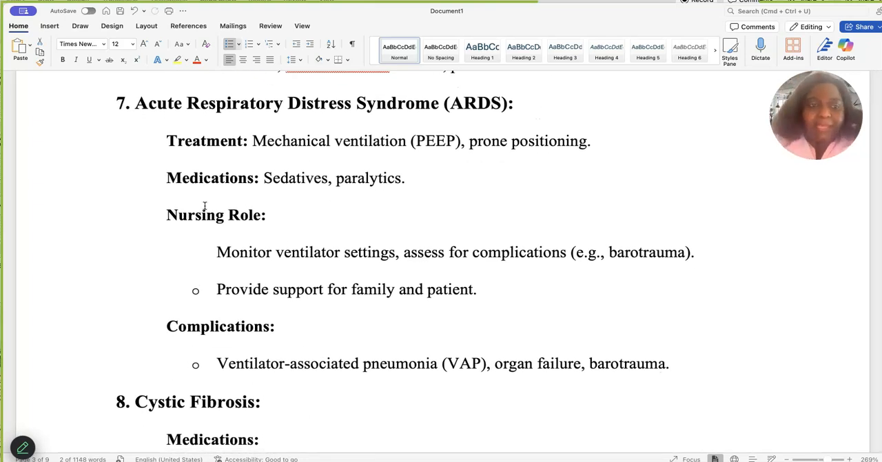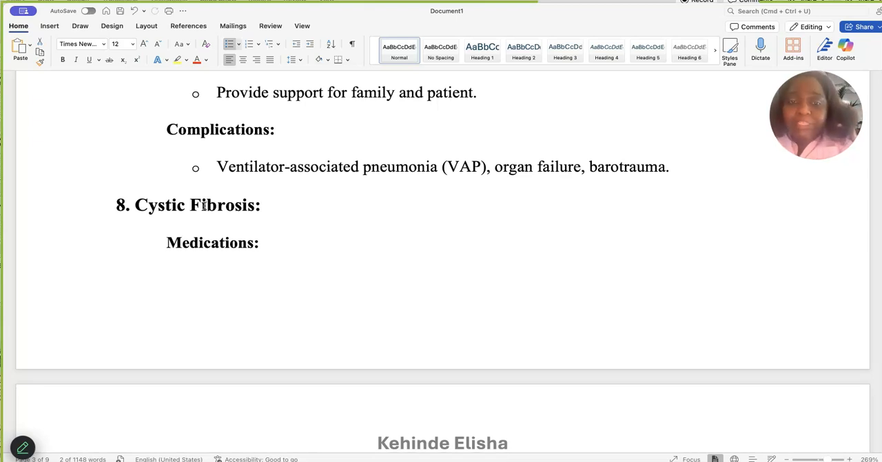The next patho that we're going to be talking about is acute respiratory distress syndrome. And how do we fix this condition? Mechanical ventilation without a doubt, prone positioning, medications like sedatives and paralytics. This is a very serious condition, ARDS, acute respiratory distress syndrome. What is your role for managing this patient? You want to monitor the vent settings, so we have to know the vent settings without a doubt. You must be able to assess for any kind of complications like barotrauma. You want to provide support for family and patient, and complications could be a VAP.